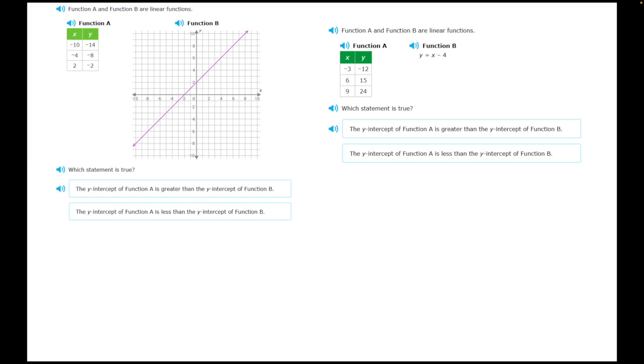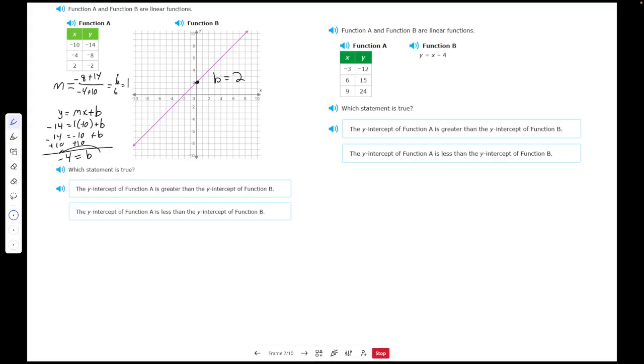Okay, now that you've had time to work these problems, let's check your solutions. For the first problem, your y-intercept for function A is negative 4. And your y-intercept for the graph is positive 2, which means that function B is greater than function A also. So function A is less than function B.